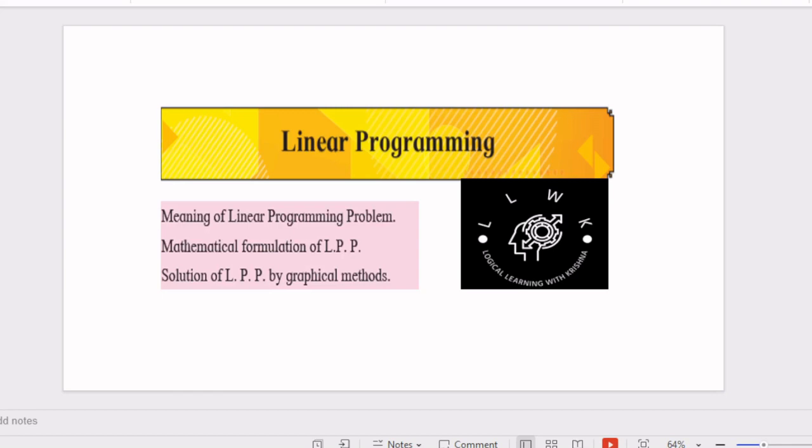Last session we solved till question number 7 of exercise 3A. We'll move forward and complete the rest of the questions.